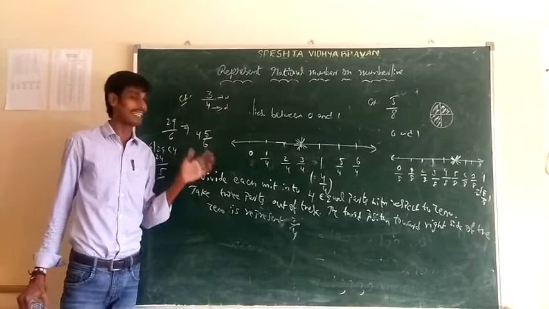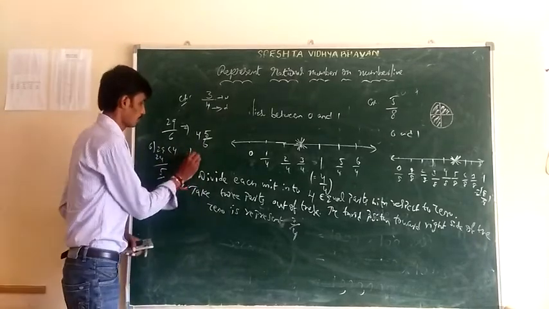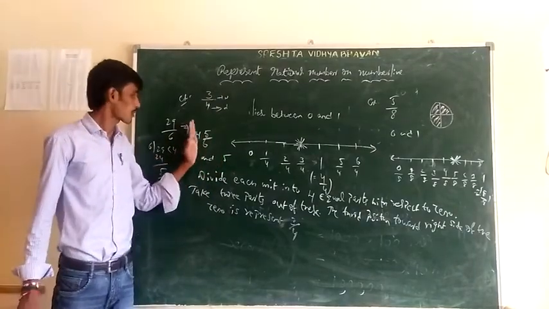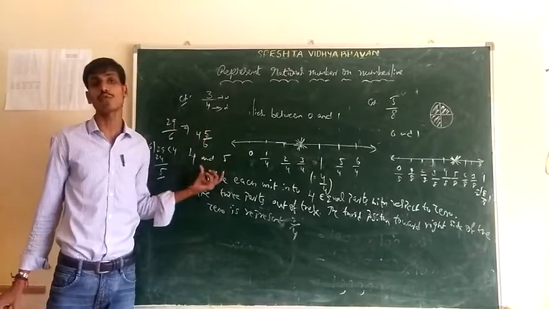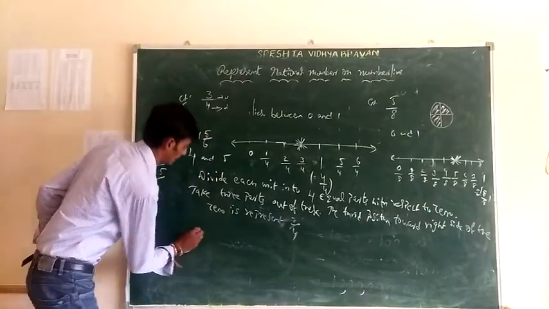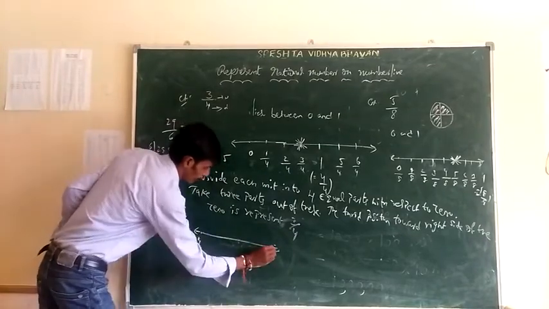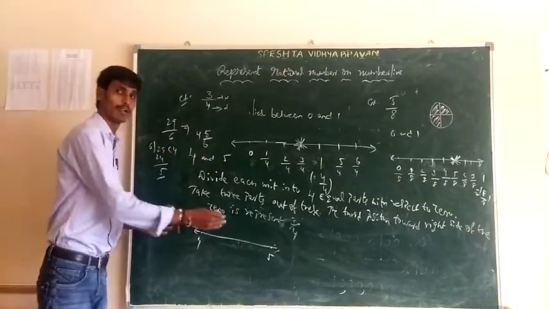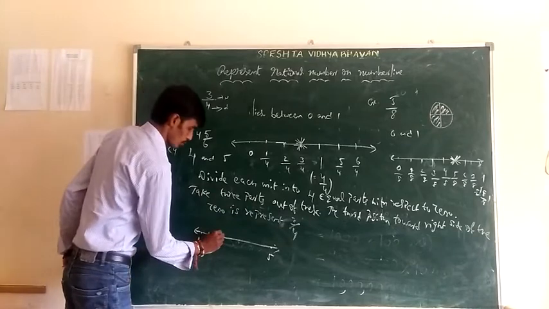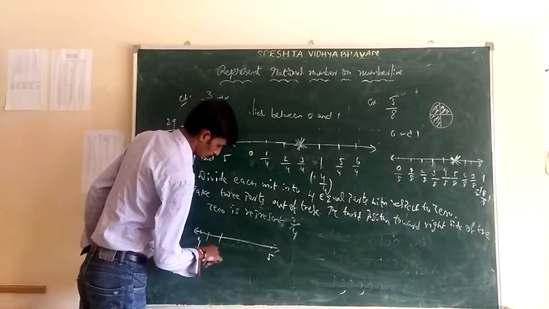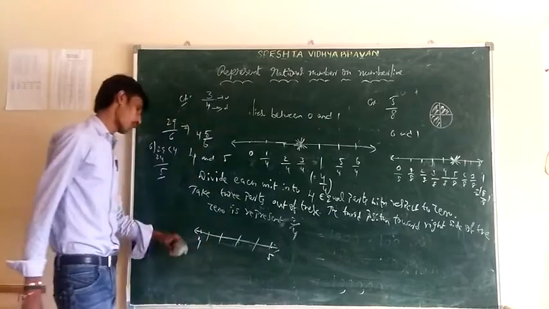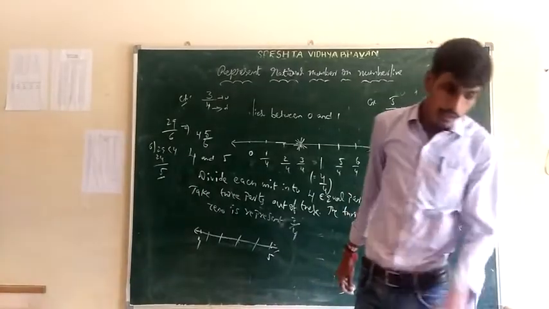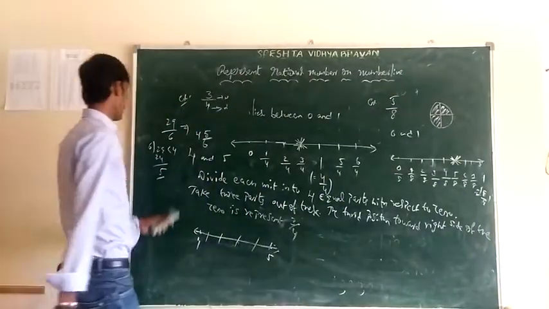By using this one, so here 4 5 by 6. So 4 5 by 6 means it must lie between 4 and 5. Why? Because 4 5 by 6 is after 4, so it must lie between 4 and 5. That means we have to represent the number line like that. So take the 4 and 5. So in that, how many parts are there? 6 parts. That means in between we have to divide into 6 parts. 1, 2, 3, 4, 5 and 6 parts. So each part is divided with 6.